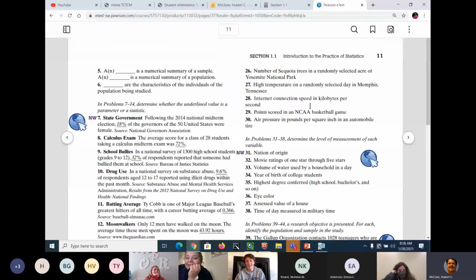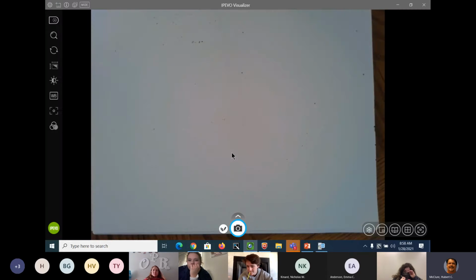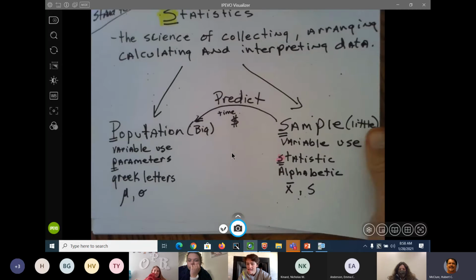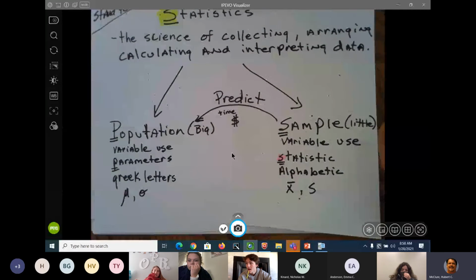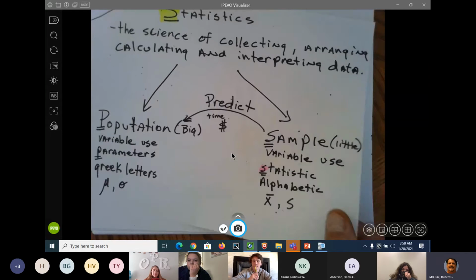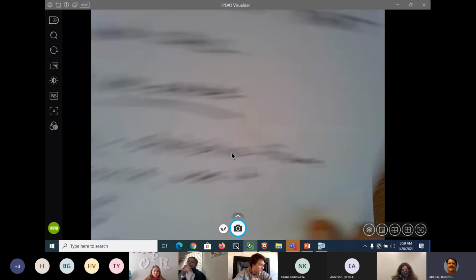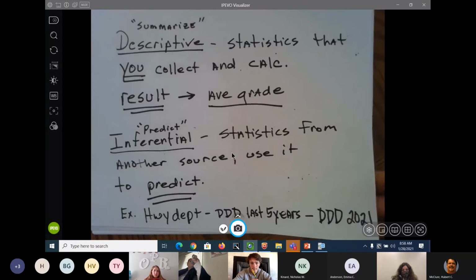All right, that's 1.1. See? Now, was that hard? Let's look and see what 1.1 consists of. It consists of a definition of statistics, population and sample, parameter, and statistic. It consists of descriptive and inferential. Those are the 2 types of statistics that we actually do. One summarizes, the other one predicts.